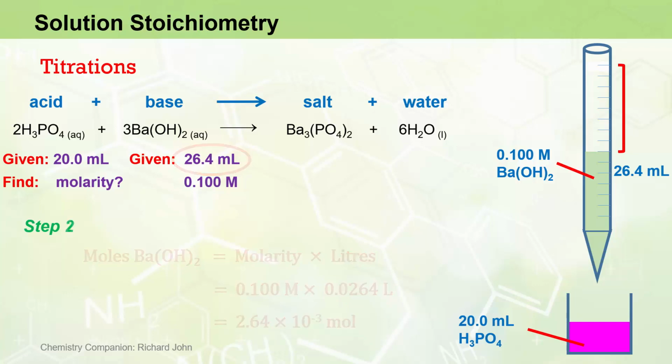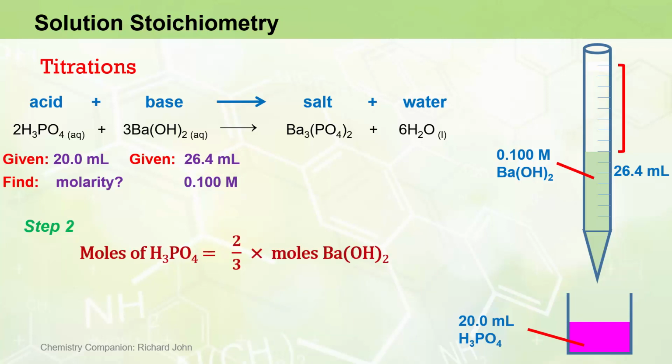When we do that calculation with our calculator, we get 2.64 × 10^-3 moles of barium hydroxide. In step 2, we need to calculate the moles of phosphoric acid from the moles of barium hydroxide we just calculated by using the ratio of the stoichiometric coefficients of the balanced equation. So the moles of phosphoric acid equals 2/3 times the moles of barium hydroxide, with the 2 being the stoichiometric coefficient of the substance we've been asked to find information about, divided by 3, the stoichiometric coefficient of the substance we've been given all the information about. So that's 2/3 times 2.64 × 10^-3 moles, with that number there being the value we just calculated in step 1. And when we do that calculation, we get 1.76 × 10^-3 moles of phosphoric acid.